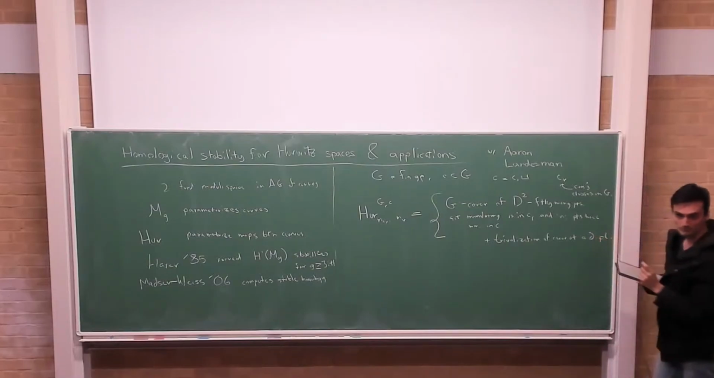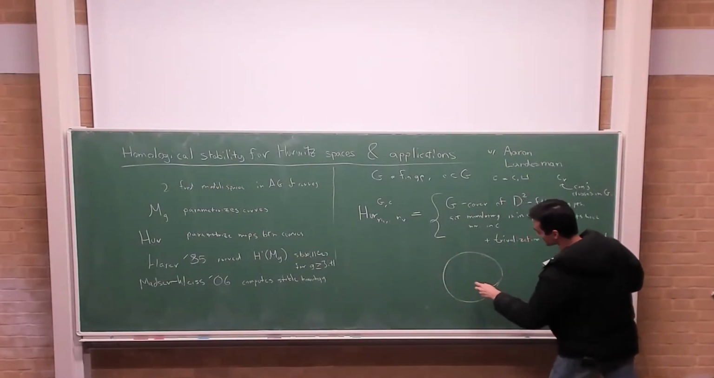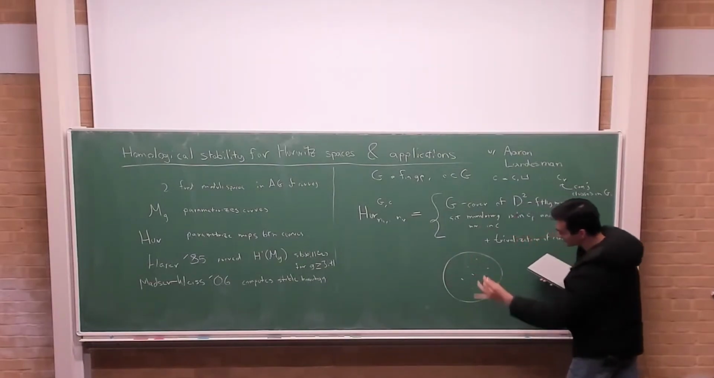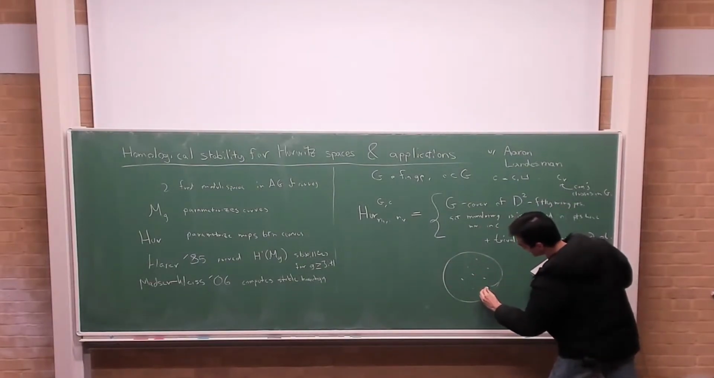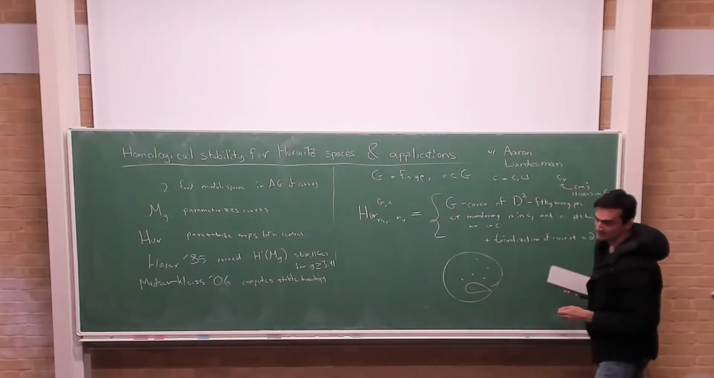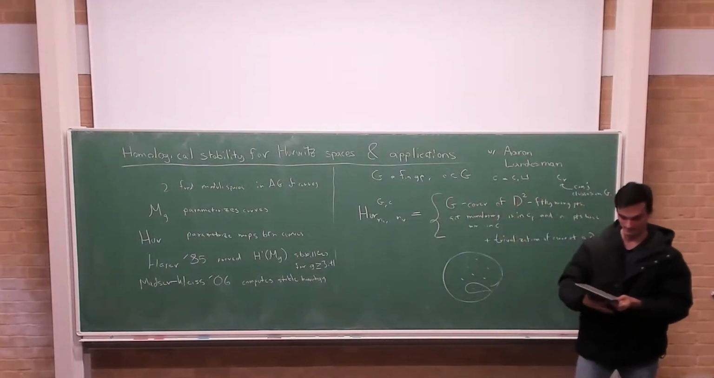So a point in the space pictorially looks like you have a disk. You remove some points. We write down a G-cover such that when you look at the monodromy around these points, it's in one of these conjugacy classes, and this is how many are in each conjugacy class.